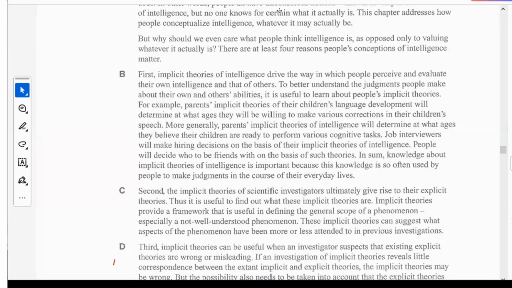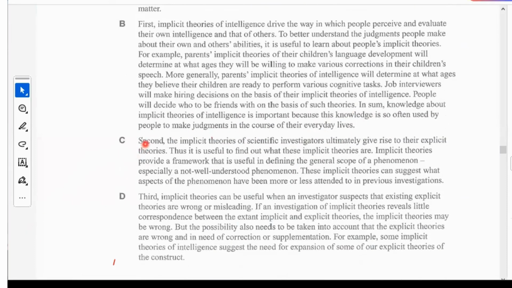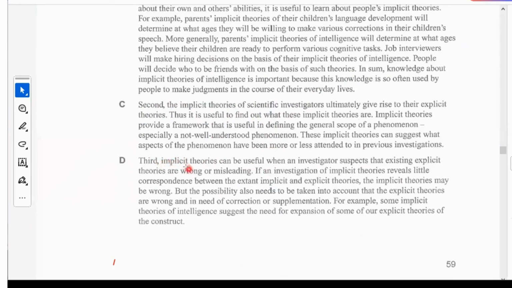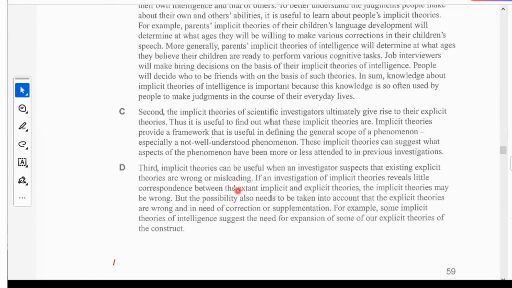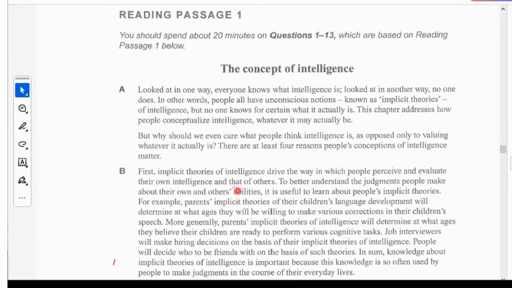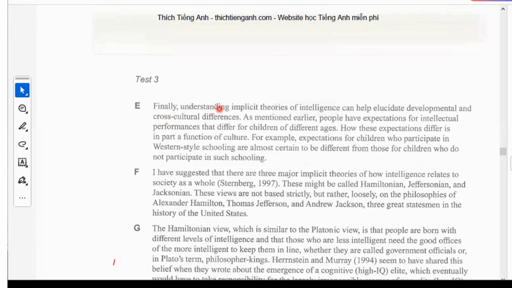So it says people will decide who to be friends with. In sum, knowledge about implicit theory, okay, no. What children should gain from education is what I'm looking for. Paragraph C now, implicit theories. To find out, there's nothing about education here. Paragraph D. If an investigation, there's nothing about education here. Okay. Let me go to paragraph E. Implicit theories of intelligence. Okay.